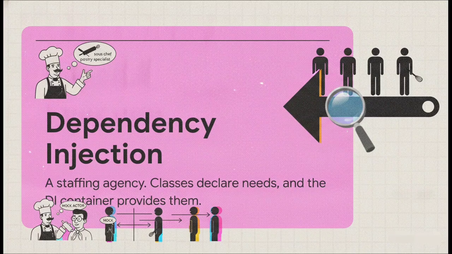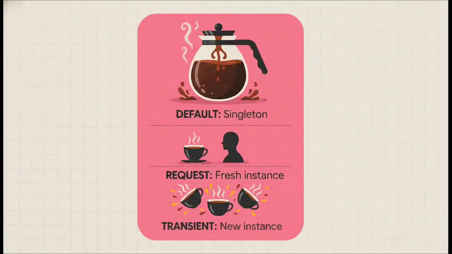So why does this actually matter? One word, testability. In your test kitchen, the agency can just send in stand-in actors, or mocks, without you ever having to change a single line of your actual production code. The chef cooks exactly the same way, totally unaware of the swap. It's brilliant. Now, how those provided instances are actually managed over time, that is determined by scope.